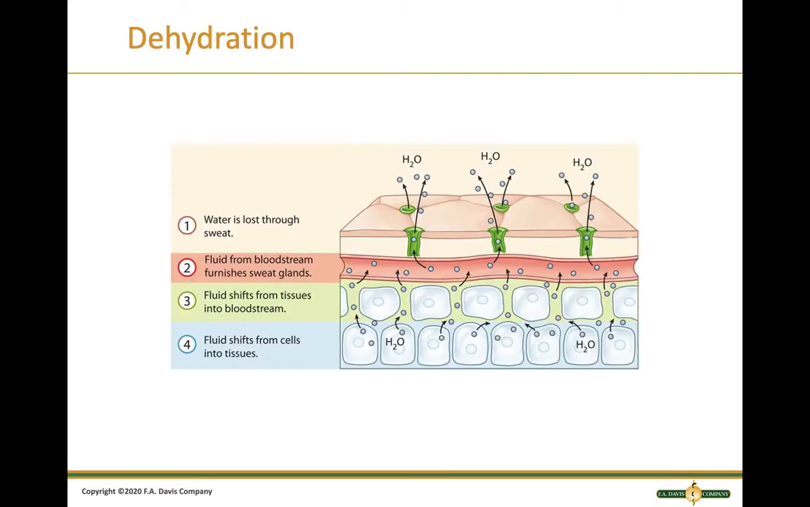Alright, next we need to talk about how water lost through sweat affects the fluid inside your cells. This figure shows as water is lost through sweat, that water comes from the blood. And when the blood loses water, then fluid shifts from the tissues into the blood. And when the tissues lose water, then fluid shifts from the cells into the tissues. So eventually, water loss through sweat causes water to be lost from the cells.